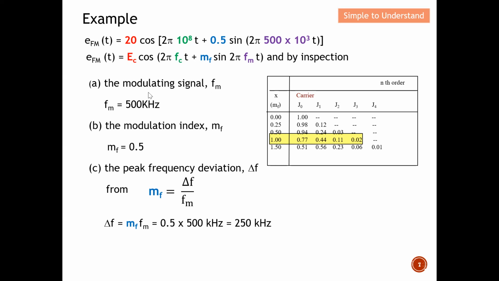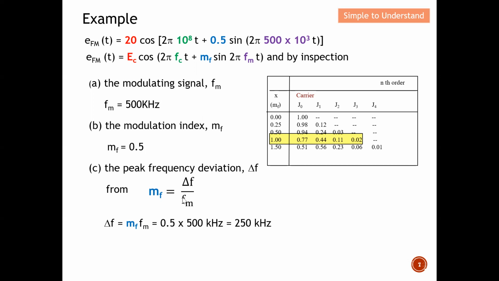So therefore, the first task asked me to find the modulating signal. So over here, I found it is 500 kilohertz. The question on part B asked me to find the modulation index. Again, by inspection, I can find the modulation index as 0.5. Next, the question tasked me to find the peak frequency deviation.